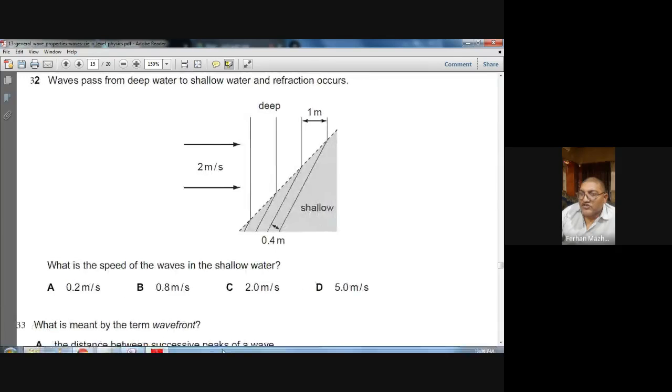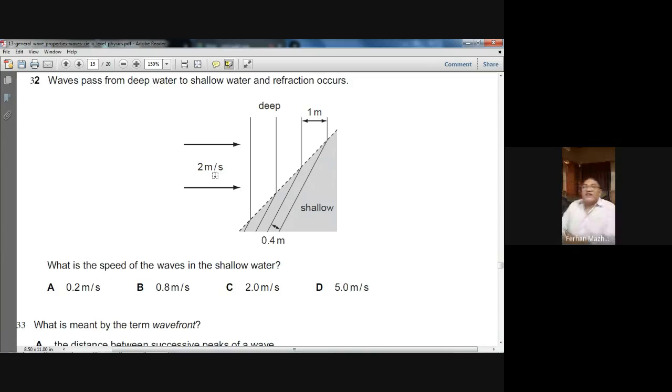This is question number 32, numerical. Here, the speed in the deep water is 2 meters per second. The wavelength in the deep water is 1 meter. The wavelength in the shallow water is 0.4 meter. What is the speed of the waves in the shallow water?